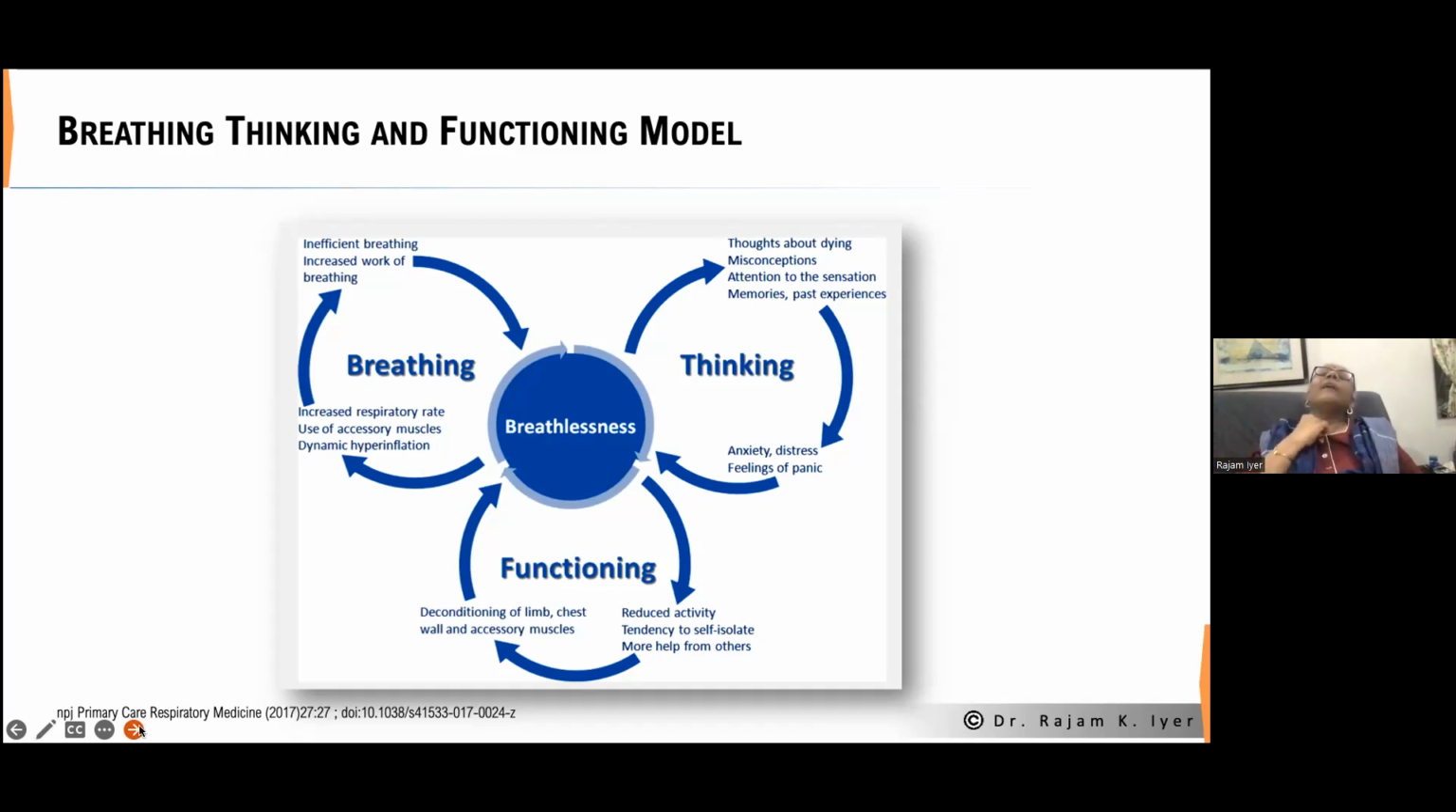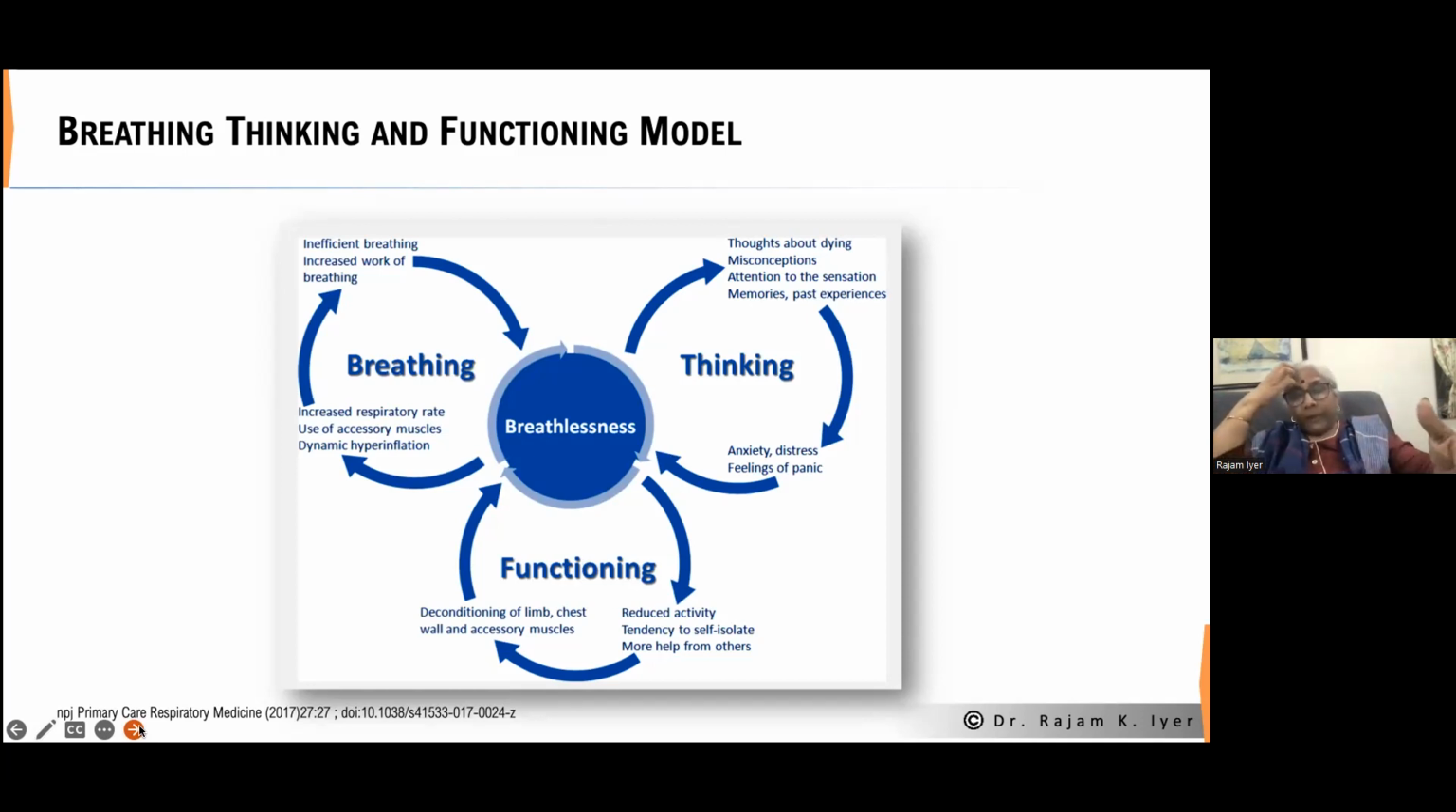And because he's breathless and anxious, he refuses to budge. He says, no, if I do this, my oxygen will fall. If I go to the loo, I will. Therefore, he becomes more and more, what is the word I told you? Deconditioned. He will become more and more deconditioned, so he will walk even less and less. So he's caught in this vicious cycle, which palliative care is aimed to break.